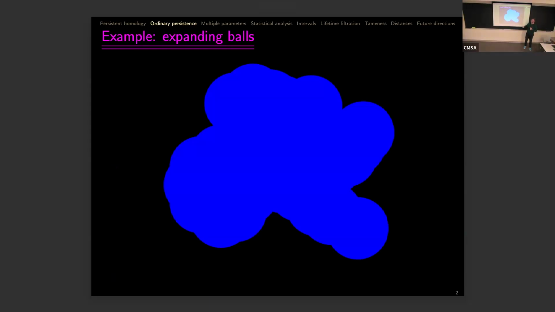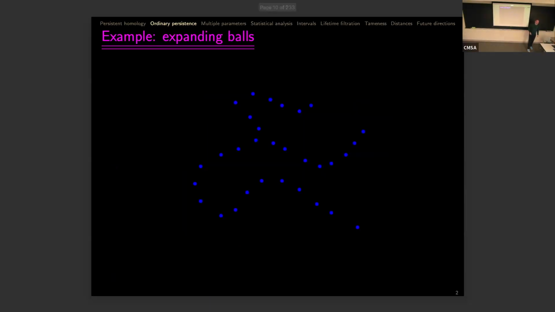I know this is a weird topological space to look at, but this is the topological space. Remember, we're going to filter this topological space. What is this topological space? It's actually a union of disks around these points. We're going to take an increasing chain of subspaces of this topological space. Here is the zeroth subspace in that chain. It is just a set of points.